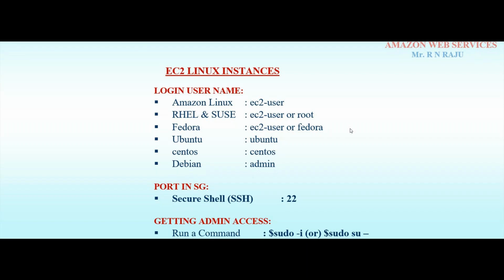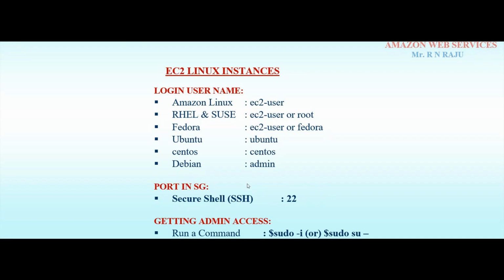RDP, Remote Desktop Protocol. Then what is the port number for RDP? 3389. Now in the Linux servers, the port number is 22, which is called what? SSH, Secure Shell, port number 22. Remember everyone, Secure Shell 22 is the port number.